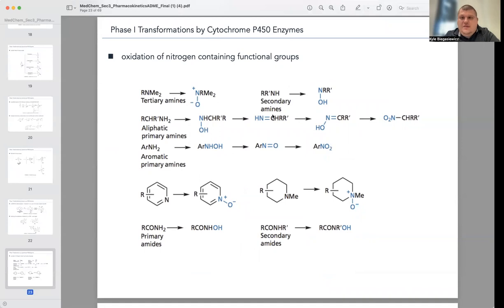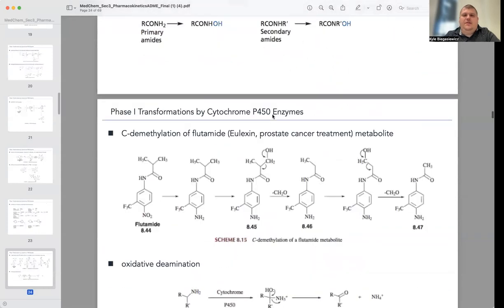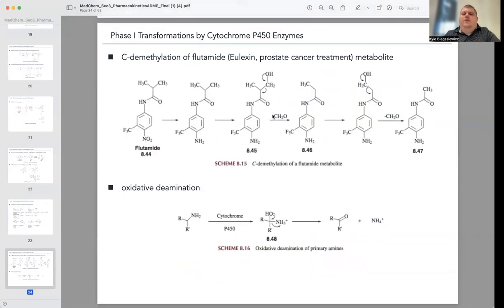Slide 23 is important, that they can oxidize heteroatom centers is going to be important. Slide 24, that's a really good one, right? How do you lose a methyl, for example, adjacent to a ketone, right?